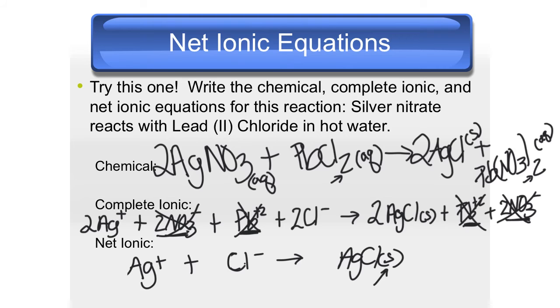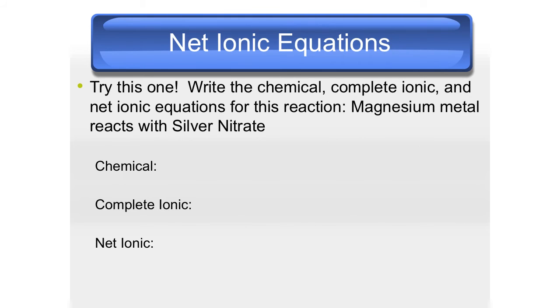So we've got silver plus chloride, which then gives us silver chloride. That's our net ionic. We'll go ahead and do a single replacement reaction. So here we're asking you to take magnesium metal.